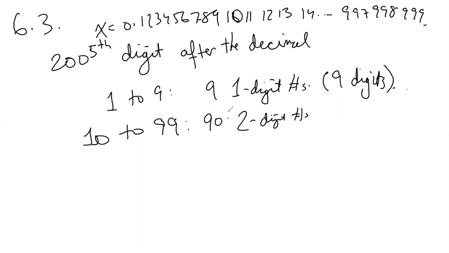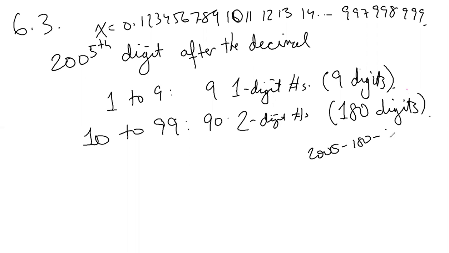But again, we realize that all these 2-digit numbers we also skip over, because after writing these, we'll have written another 180 digits, and so after writing the 2-digit numbers, we'll have written 189 digits. And so at this point, all we have left are 3-digit numbers, right? We're now at 100, going to 999. So at this point, we still have 2005 minus 180 minus 9 equals how many digits?